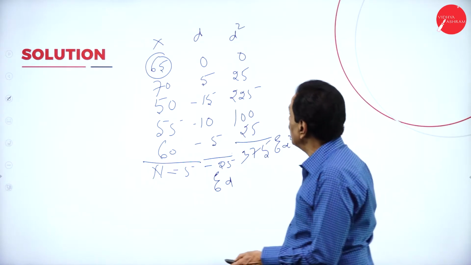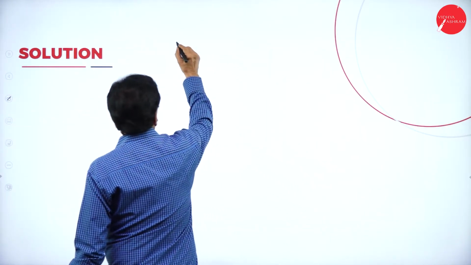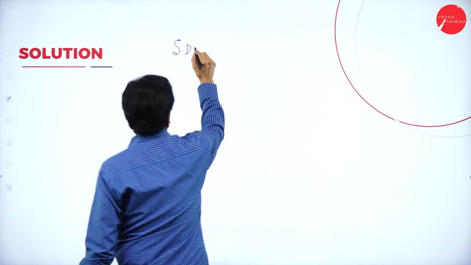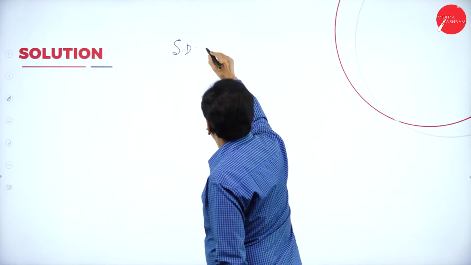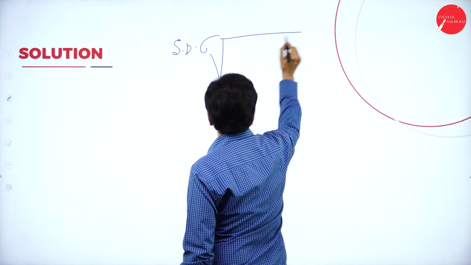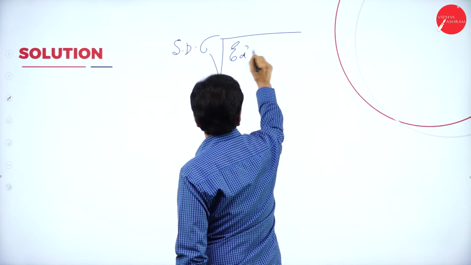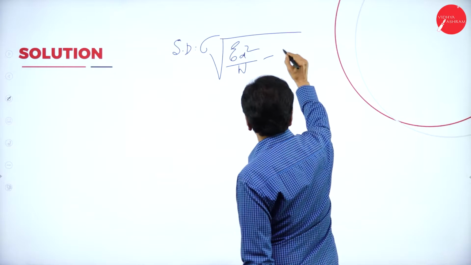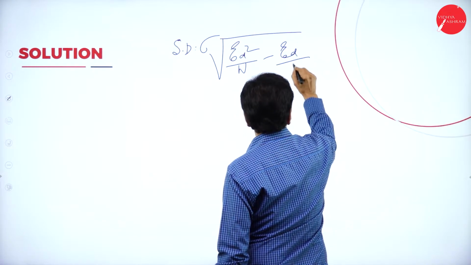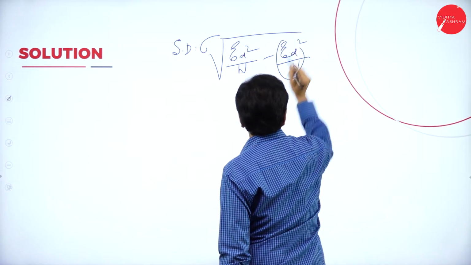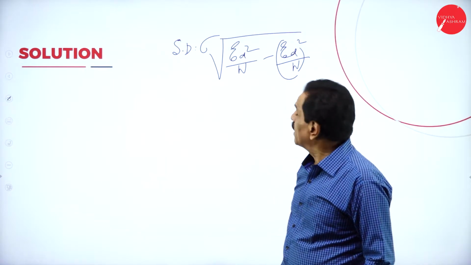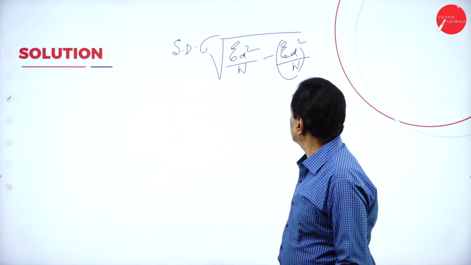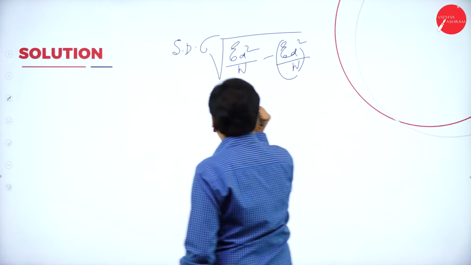We will go to the formula. Standard deviation is equal to root of sigma d square divided by n minus sigma d divided by n whole square. What's the formula? Sigma d square divided by n minus sigma d divided by n whole square. We'll apply it slowly.